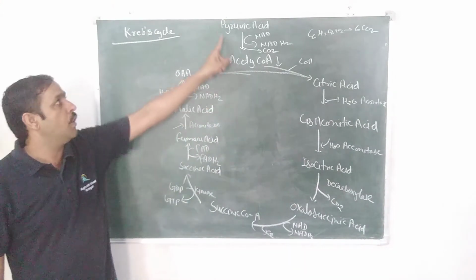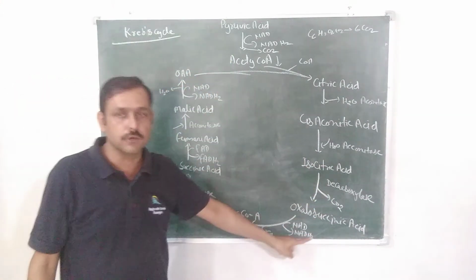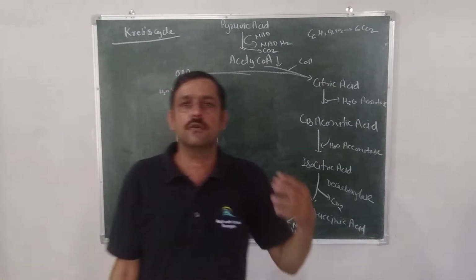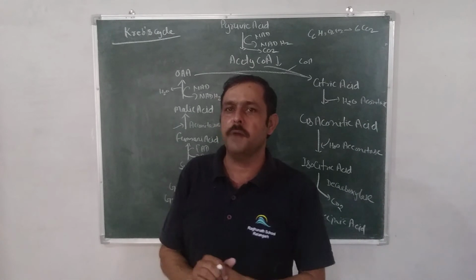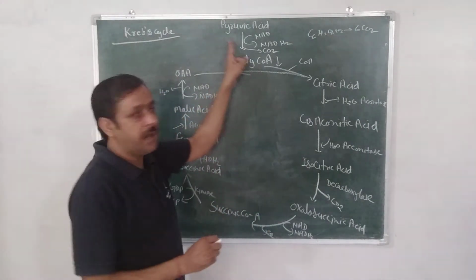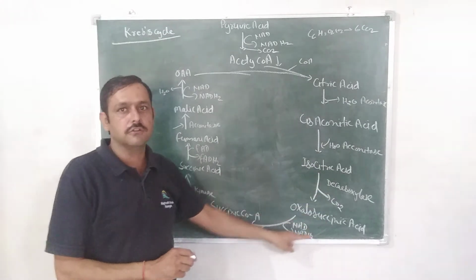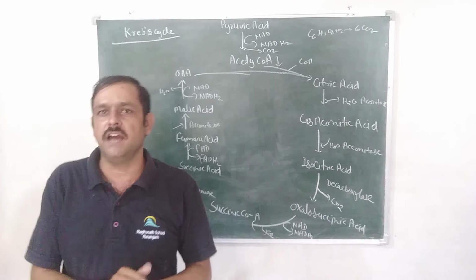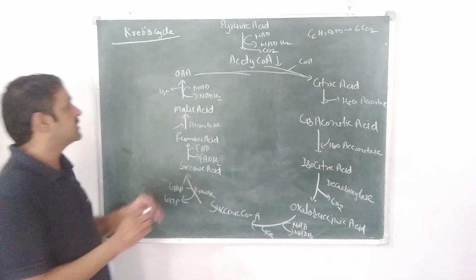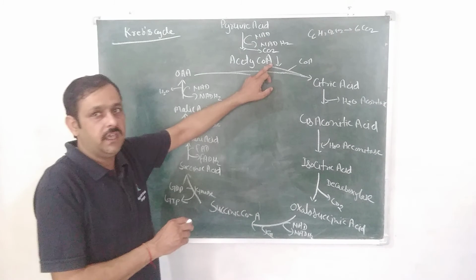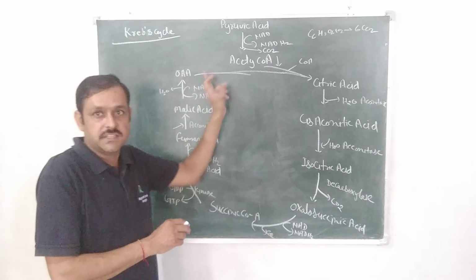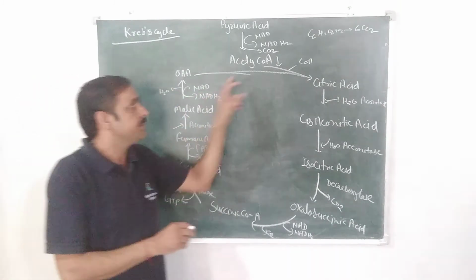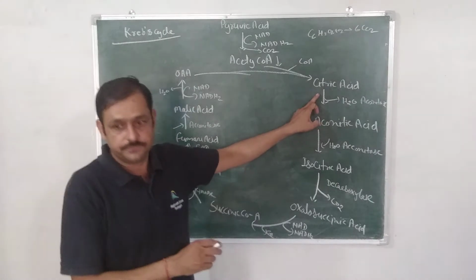From 1 molecule of pyruvic acid, 3 carbon molecules are released, and we know that in glycolysis 1 glucose molecule is converted into 2 pyruvic acid. So from 1 pyruvic acid 3 carbon molecules are released, and from 2 pyruvic acid 6 carbon molecules are released. Now look at the reaction. First of all, acetyl coenzyme A and oxaloacetic acid, OAA, react together and make citric acid.